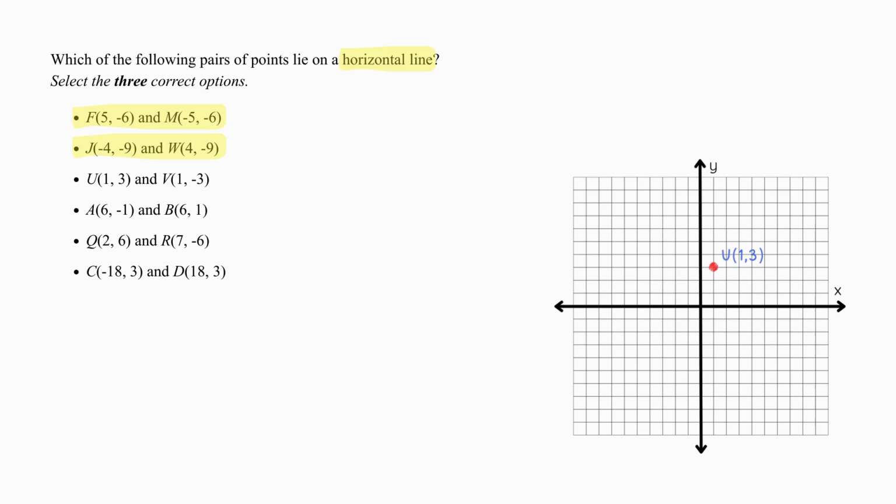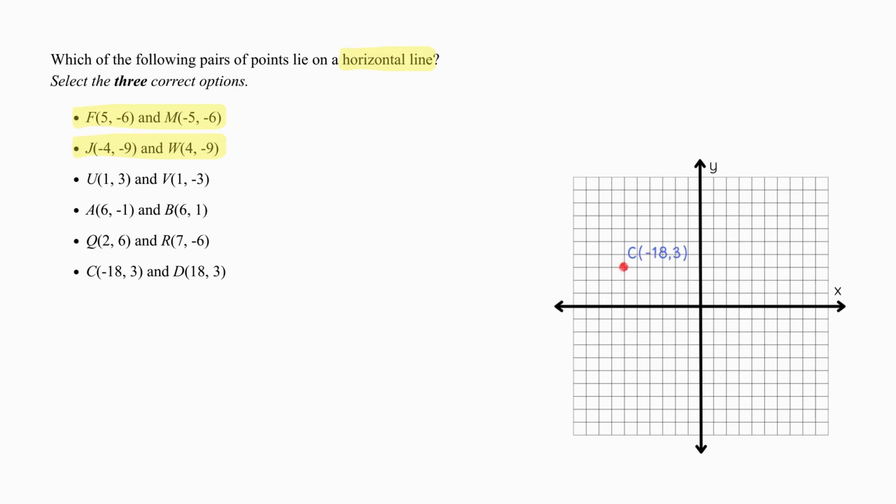U 1 3 and V 1 -3. The y values are 3 and -3. Since they are not the same, this is not a horizontal line. A 6 -1 and B 6 1. The y values are -1 and 1. Since they are not the same, this is not a horizontal line. Q 2 6 and R 7 -6. The y values are 6 and -6. Since they are not the same, this is not a horizontal line.